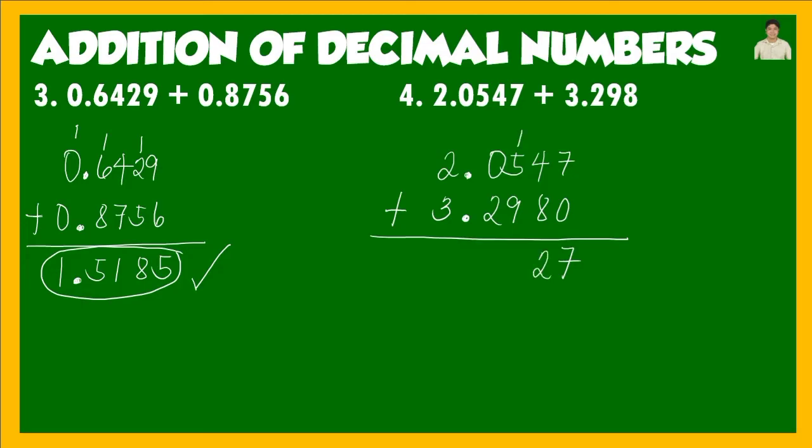So, 5 plus 9, we have 14. Plus 1, 15. So, write natin 5. And then, carry 1. So, 1 plus 0, we have 1. Plus 2, 3. And then, sulat lang natin yung decimal point. Ayan. And then, i-add natin yung dalawang whole numbers. So, 2 plus 3, we have 5. So, this will be our final answer.